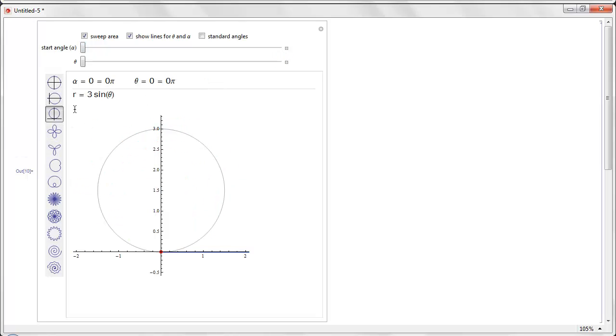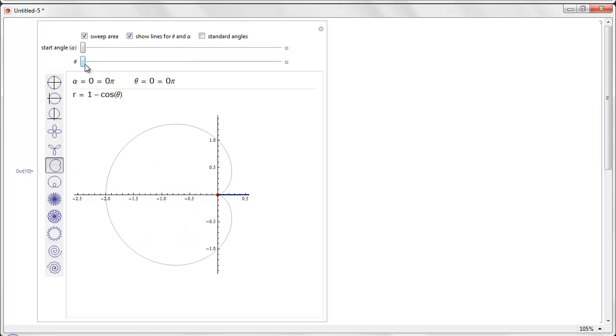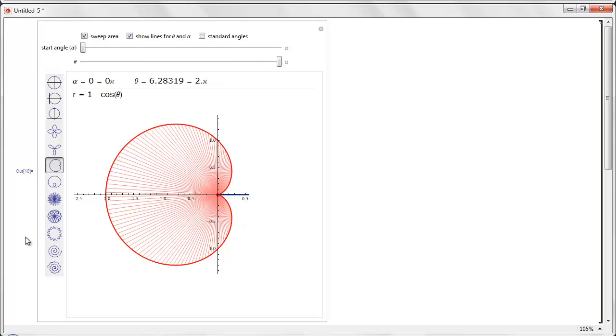Likewise, if we have 3 times sine theta, as we sweep the area, it goes around and fills in the circle as follows. Again, measured out from the origin. Some other illustrations that can be interesting to look at. Here's a cardioid, a typical polar figure. This comes around as follows. And I have some other ones that are kind of fun.